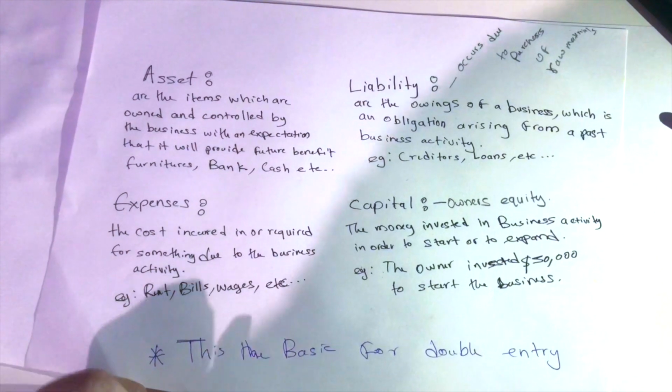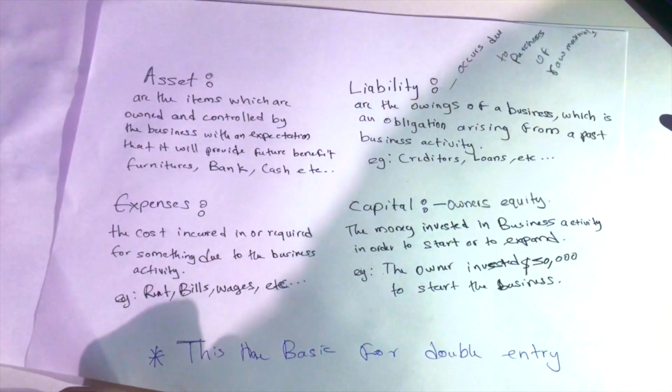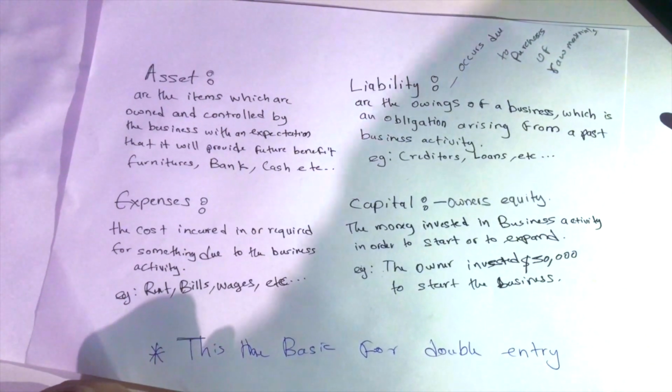So, accounting is not very hard. It's very simple if you understand the basic principles. First, you should know what the main elements of accounting are: asset, liability, expense, and capital. We're going to learn only these four topics today, with a very strong foundation, and you can lead to being a very successful accountant at the end of the day.